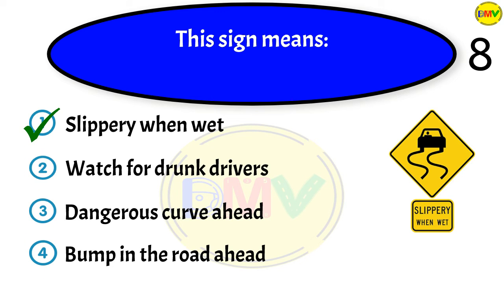The correct answer is 1. Warning signs are usually diamond-shaped with black markings on a yellow background. They alert drivers to upcoming hazards. This sign warns drivers to be extra careful when the pavement is wet because the road may become slippery, making vehicles more difficult to control.